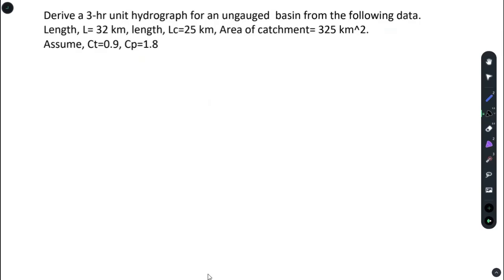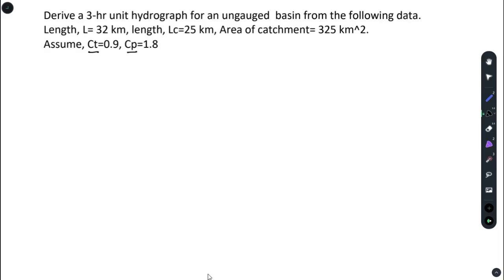What do we do? We compare the basin we have with another basin that is identical to our basin, and from that basin we get two parameters: one is CT, another one is CP. For the gauged basin we have, we derive CT and CP so that we can draw a unit hydrograph for an ungauged basin we are interested in. So this is not a direct way of drawing a unit hydrograph. This is an indirect way.